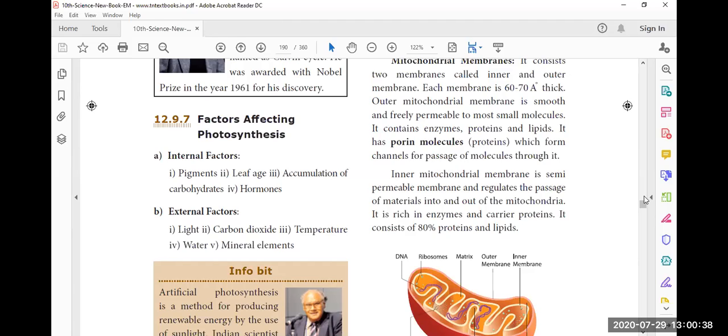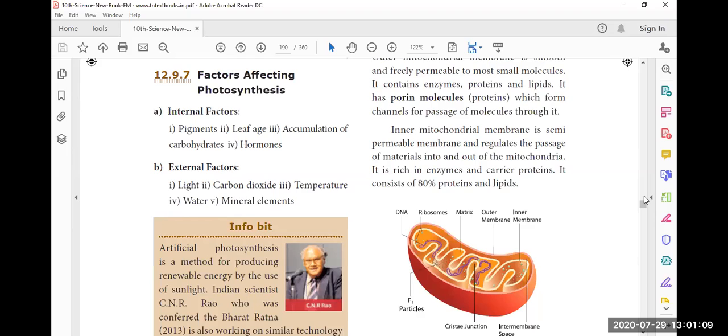Next, external factors. The external factors affecting photosynthesis are light: if the light is not sufficient, it will affect the process. Next, carbon dioxide and temperature. Temperature also affects photosynthesis. Next, water: the amount of water also affects the process. Next, mineral elements. These are the main things affecting the process of photosynthesis.